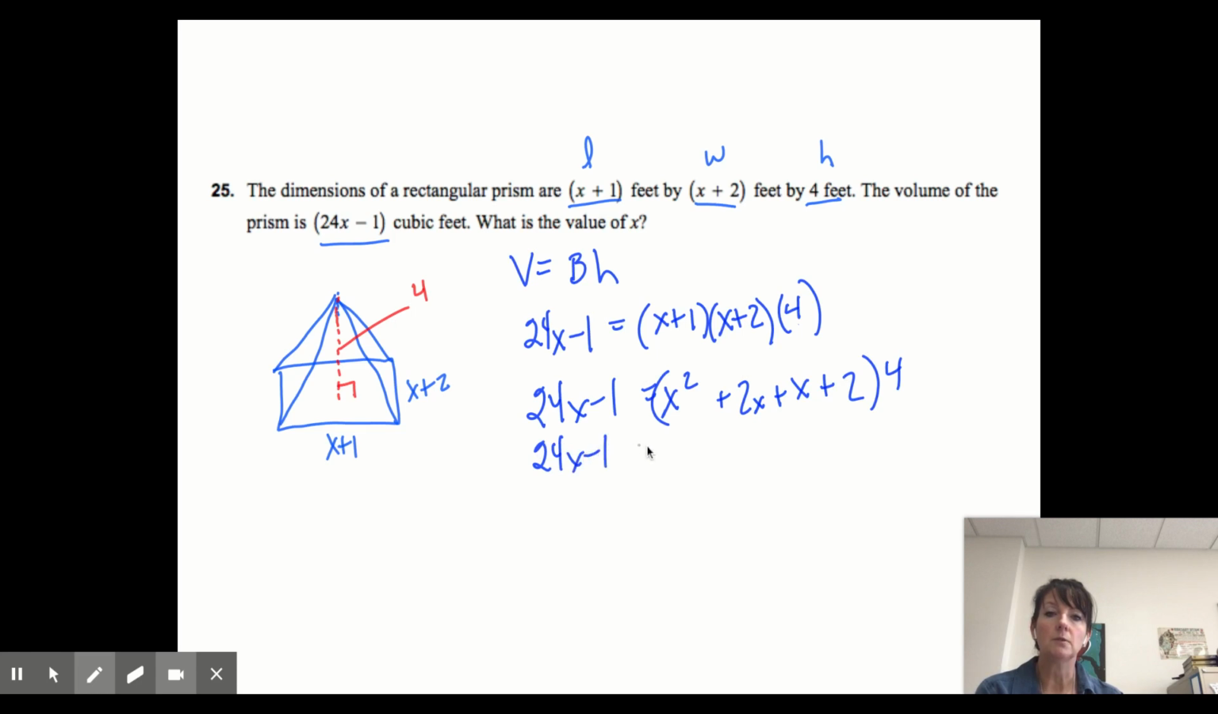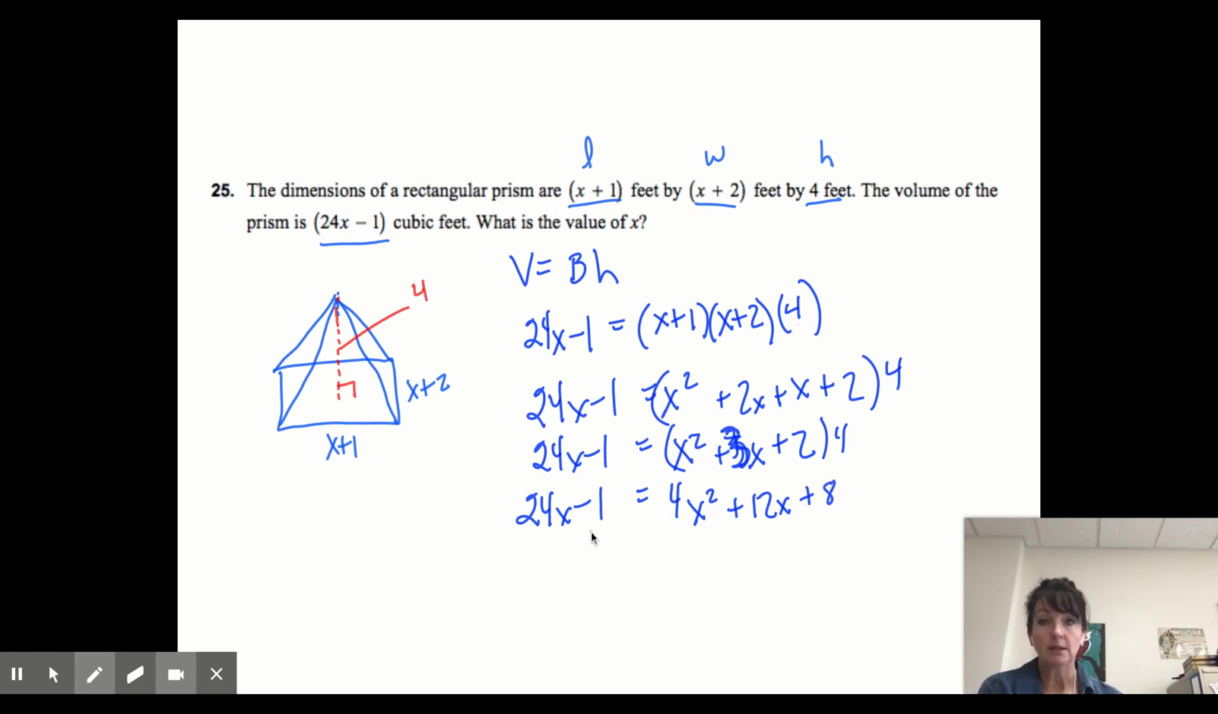So 24x minus 1 equals x squared plus 3x, doesn't look like a 3, but it is, plus 2, and now we can distribute the 4. So we have 4x squared plus 12x plus 8. Now we need to make it equal to 0 to solve for x. So we're adding 1 to the constant. We are subtracting 24x from the like term. So we'll get 0 is equal to 4x squared minus 12x plus 9.